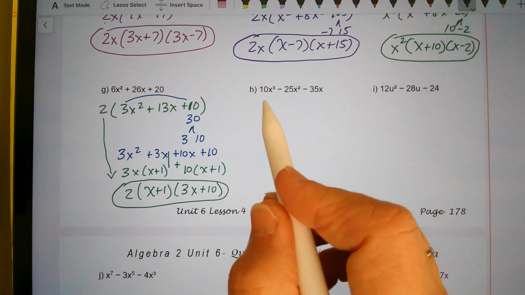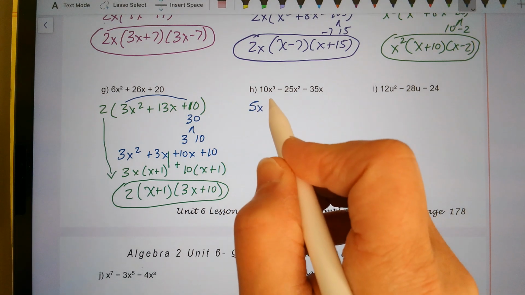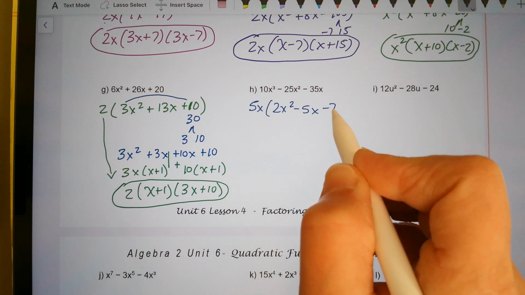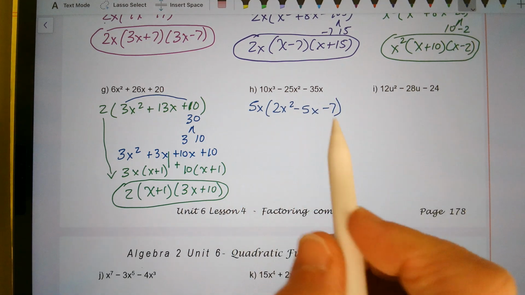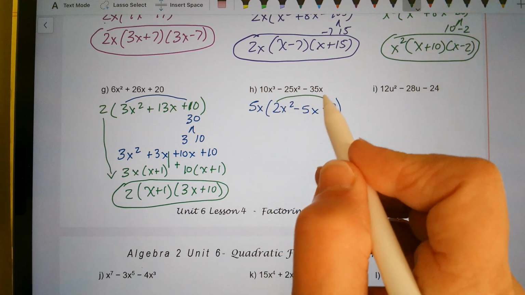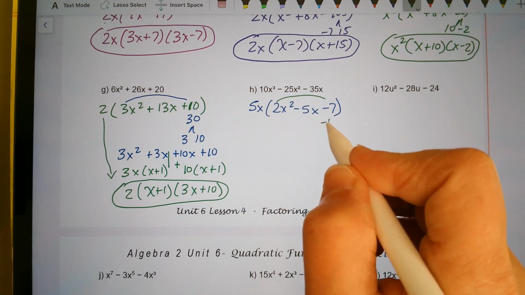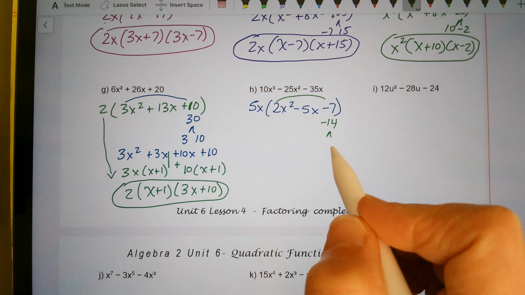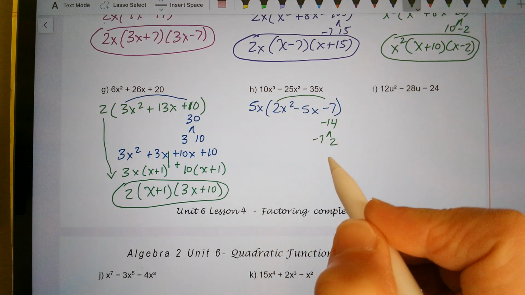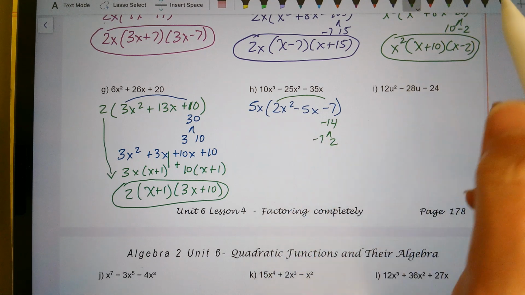H, what's common to these 3 terms is 5x. 2x squared minus 5x minus 7. In parentheses, the trinomial, the leading coefficient is greater than 1. So we want to multiply the leading coefficient times the constant. 2 times negative 7 is negative 14. The factors of negative 14 that sum to negative 5 are actually negative 7 and 2. We are rewriting negative 5x as negative 7x plus 2x.